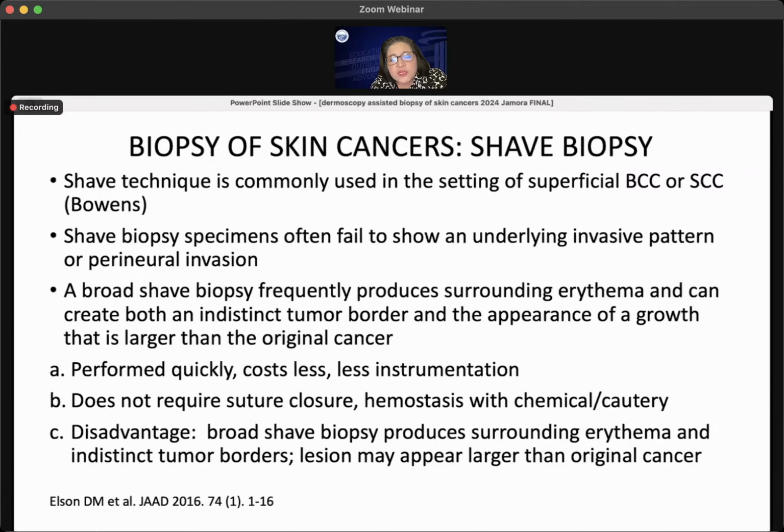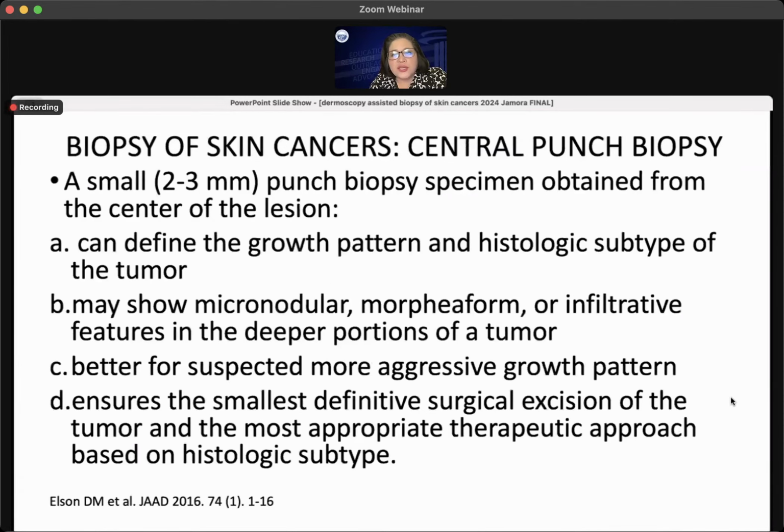Although shave biopsy is performed quickly, it costs less with less instrumentation. It does not require suture closure, and you can hemostase with either chemical cautery or just cautery itself. The disadvantage, again, of this broad shave biopsy is that it can have this big erythema and scarring that can look larger than the original cancer. Now, we can opt to do a central punch biopsy.